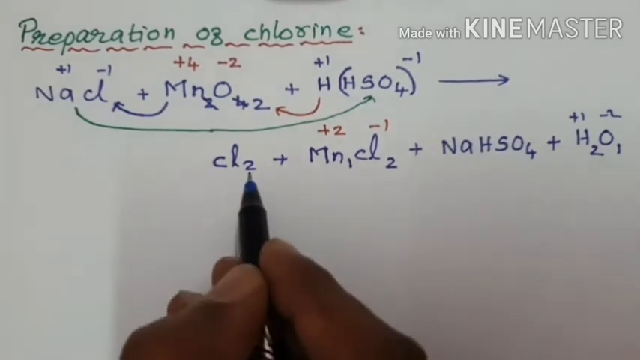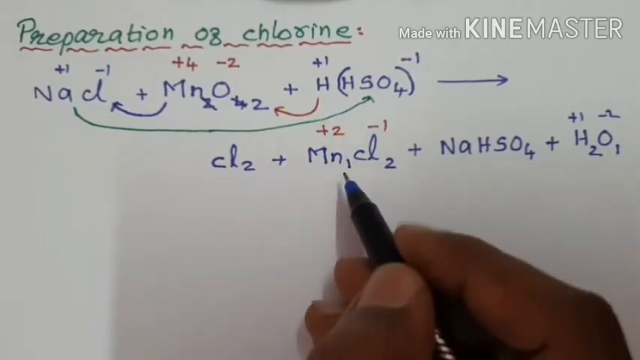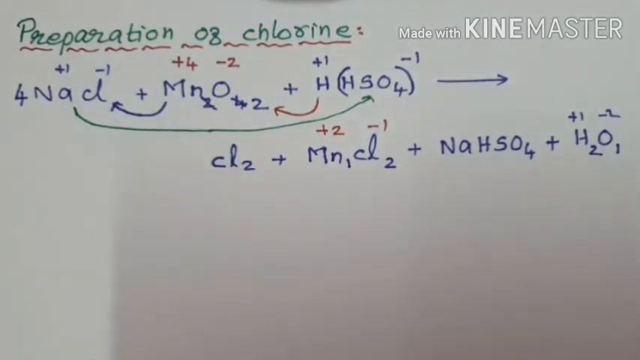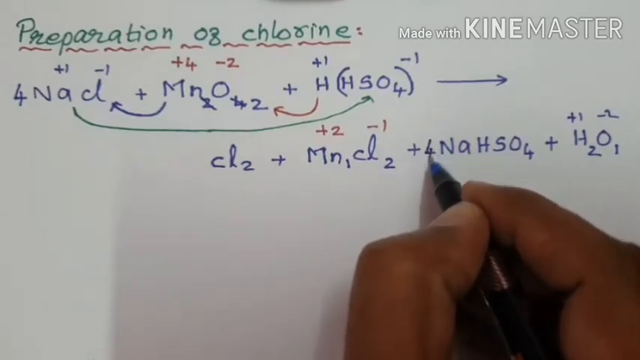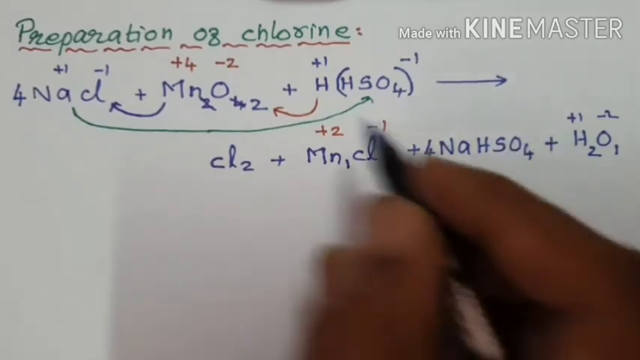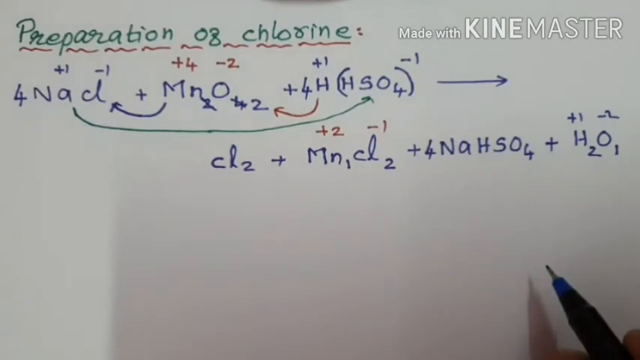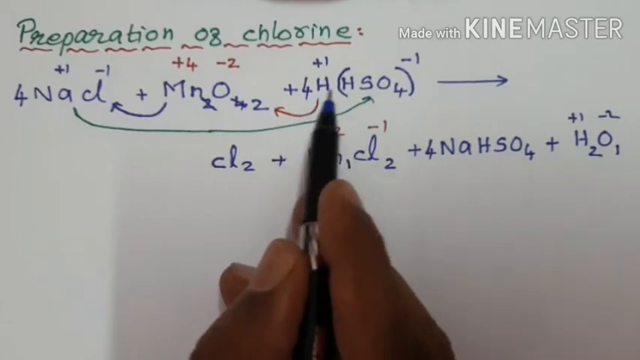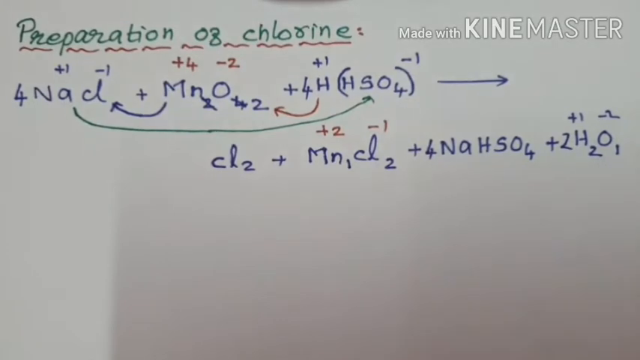See, 2 chlorine, totally 4 chlorine on the right hand side. Therefore, here NaCl is multiplied by 4. 4 chlorine, 4 chlorine. 4 sodium, 4 sodium. 4 sulfate ion, 4 sulfate ion. Then we have to balance finally hydrogen. Here you have 4 into 2 is 8 hydrogen, 4 plus 2 into 2 is 4, 8 hydrogen.